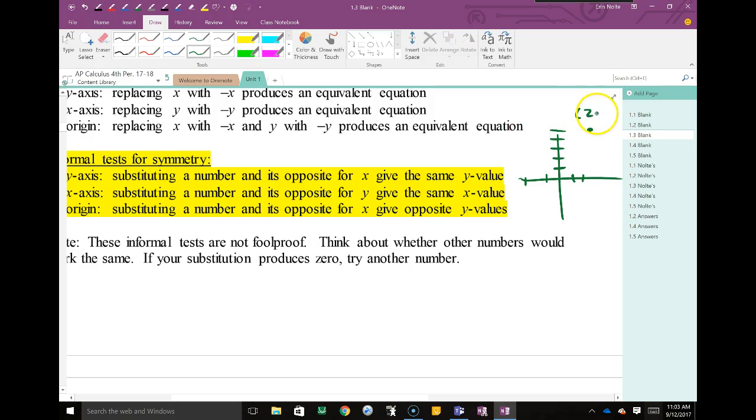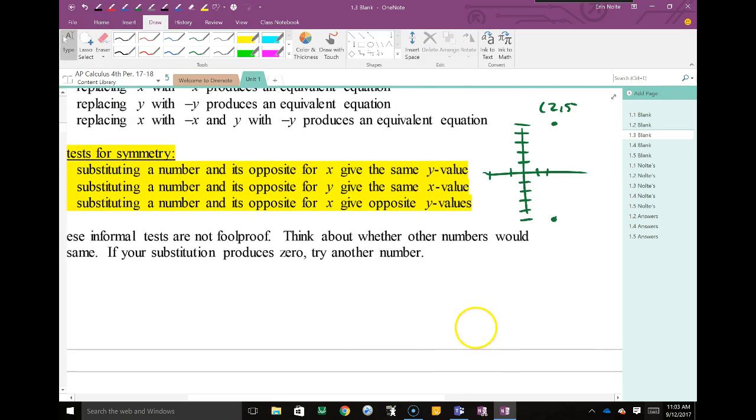Okay, so to test symmetry over the x-axis, if I was going to use my same point of 2, 5, how would I know if something existed down here? Okay, plugging the same y. So substitute a number and its opposite for y, and you get the same number. And what about origin? What would my point be if this point was symmetrical over the origin? -2, -5, right? So that would exist at -2, -5. So if I plug in numbers, then I would get exact opposites.